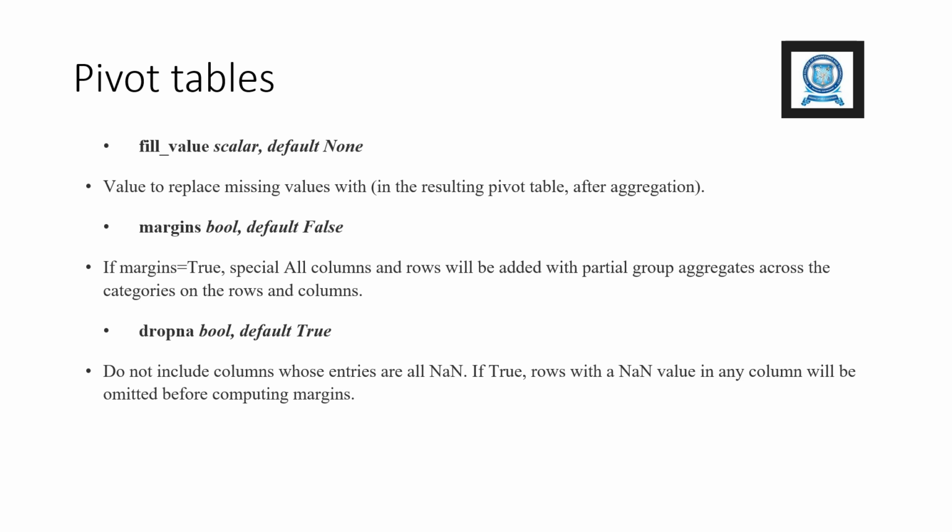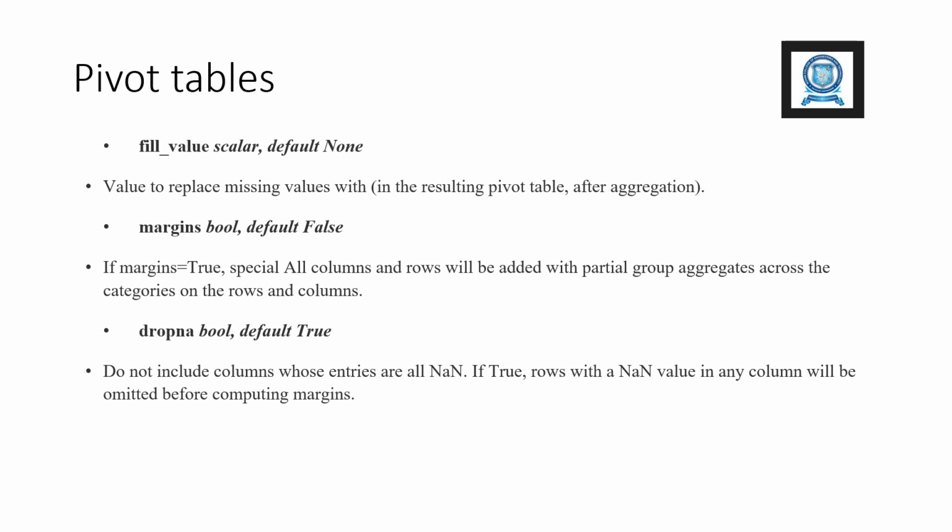Next one, fill_value. It is a scalar, default none. Value to replace missing values with in the resulting pivot table after aggregation. Next one, margins. It is of type bool. Default value is false. If margins is equal to true, special All columns and rows will be added with partial group aggregates across the categories on the rows and columns.